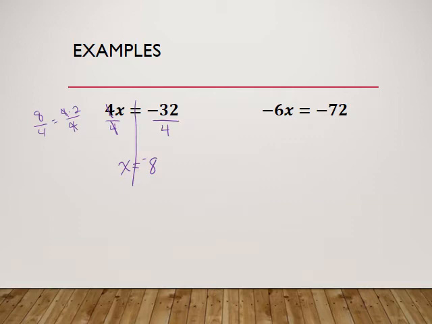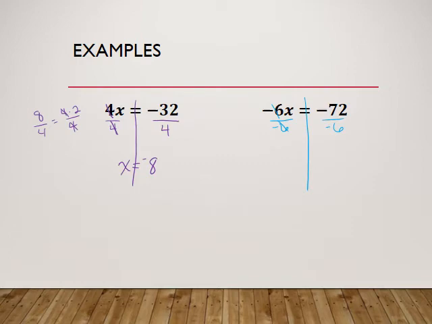What about my other problem? Negative 6 times x equals negative 72. So I'm going to divide by negative 6. And a lot of people, it helps to draw that line. Well, negative 6 divided by negative 6 is going to be 1. If you think about that, negative 6 divided by negative 6 is just positive 1.